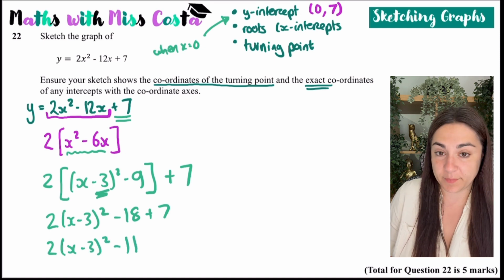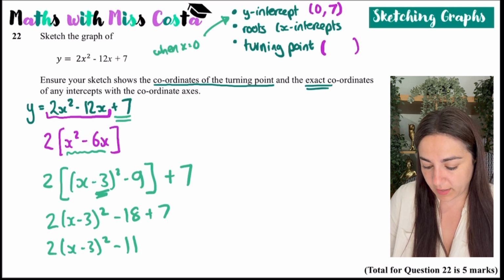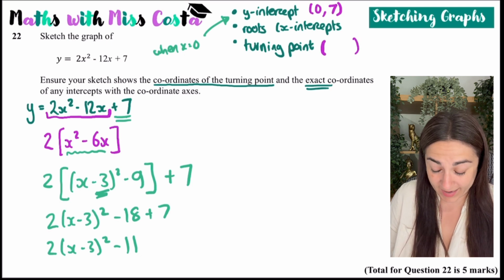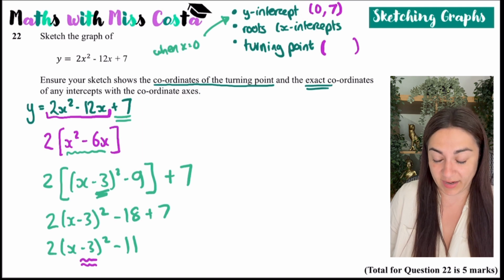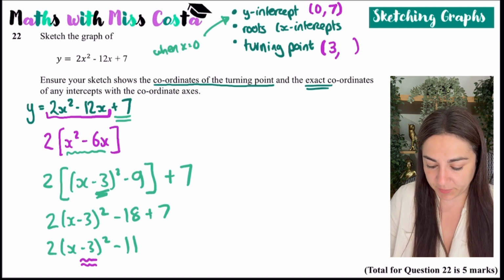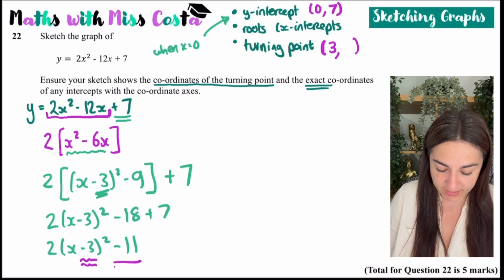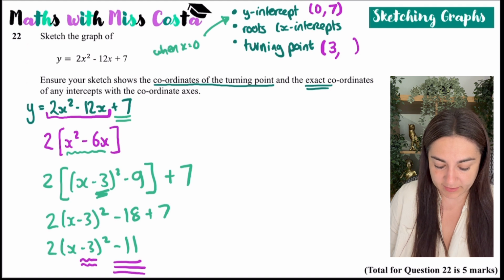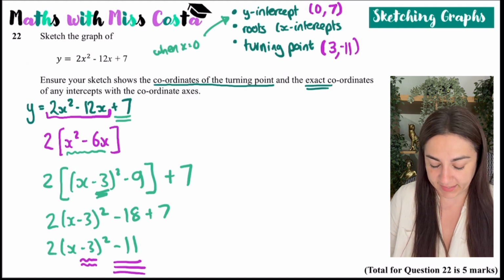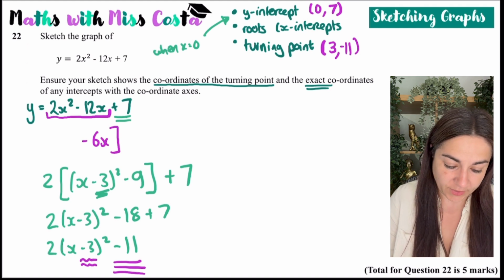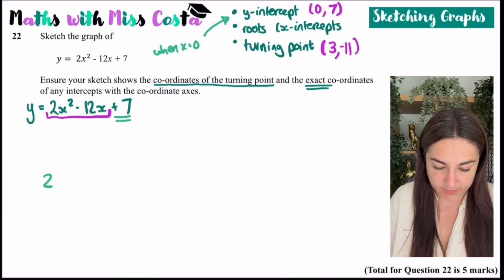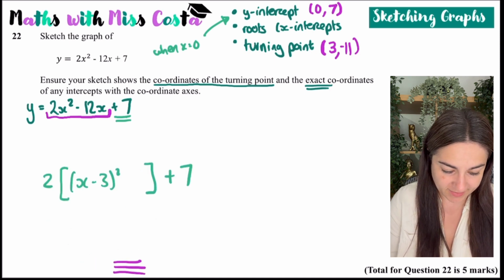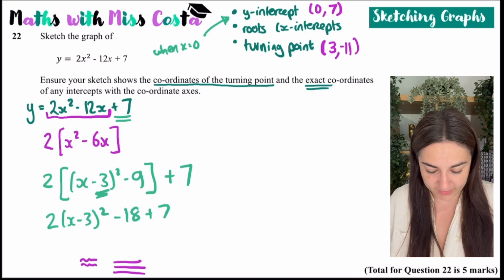So now that it's in the completed square form, for your turning point, your x coordinate is going to be the inverse of whatever's inside the bracket. So it's negative 3, so my x coordinate would be positive 3, and your y coordinate is going to be whatever this is. So that's minus 11. So hopefully you're familiar with that. And that's the turning point.